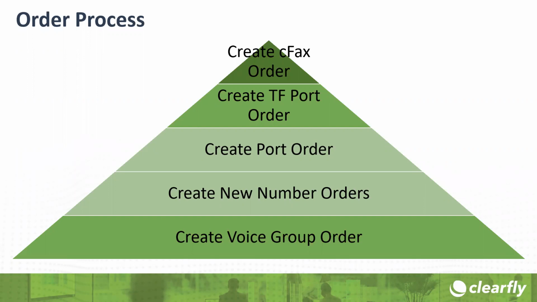So once you've built the voice group order, then you can go ahead and build the other orders however you would like. My preference, of course, is how it's listed on this slide, and that is voice group order first, new number order second, port orders third, toll-free port orders fourth, and then the cFax orders. So it'll make a little bit more sense when you see that process in the demo portal. So with that, let's go ahead and get started.